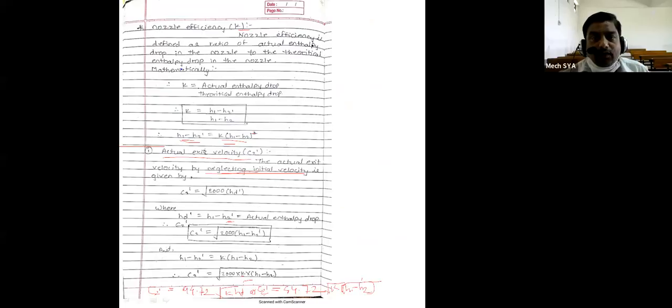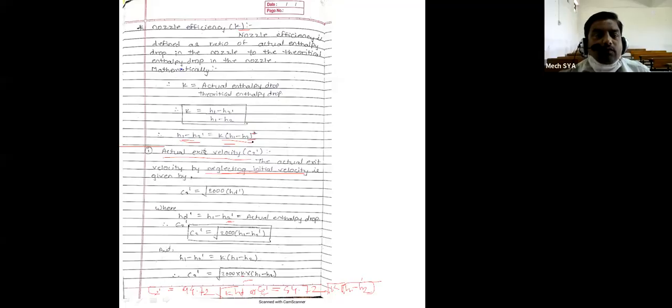Nozzle efficiency is defined as the ratio of actual enthalpy drop, because it is always the ratio of the smaller quantity to the larger quantity. So nozzle efficiency is defined as the ratio of the actual enthalpy drop in the nozzle to the theoretical enthalpy drop. Therefore, K is equal to the actual enthalpy drop H1 minus H2 dash divided by the theoretical enthalpy drop H1 minus H2, or H1 minus H2 dash will become K into H1 minus H2.